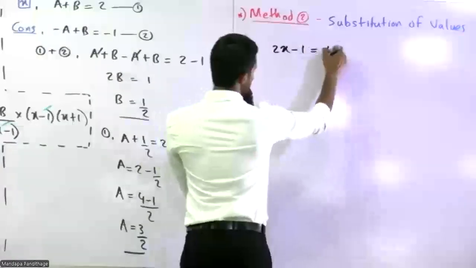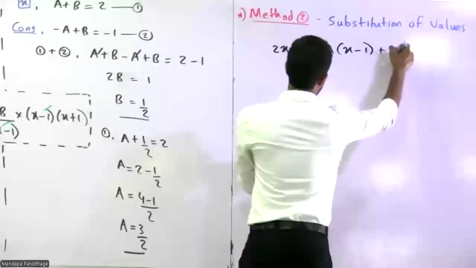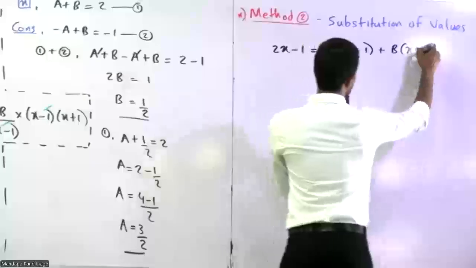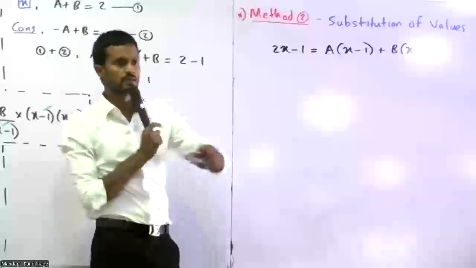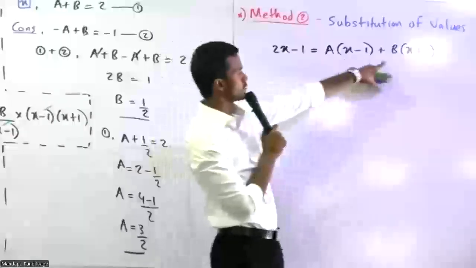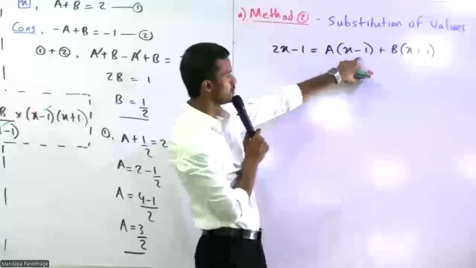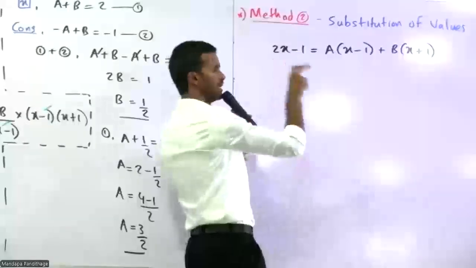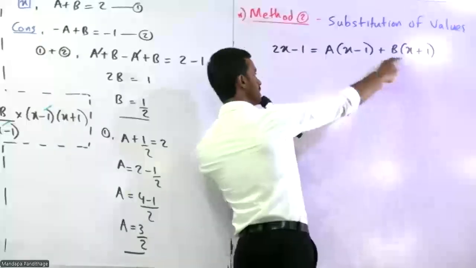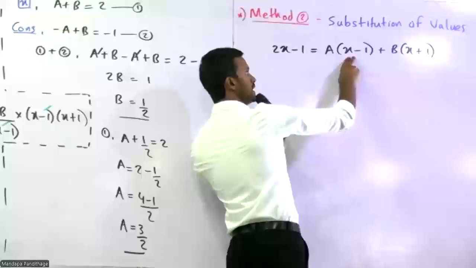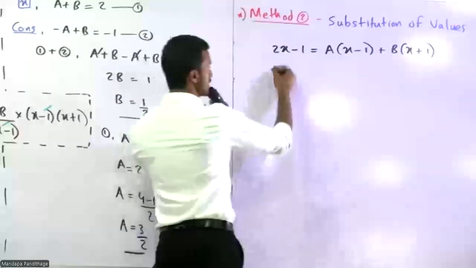2x minus 1 is equal to a times x minus 1 plus b times x plus 1. So what we do here is we need to substitute values such that each of these factors becomes 0. Each of these are 0. This one becomes 0 when x equals 1. So what you have to do is substitute x equals 1.